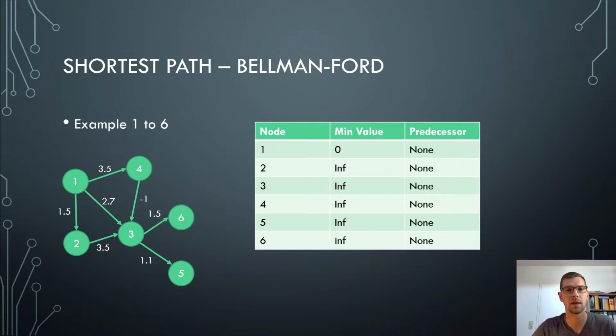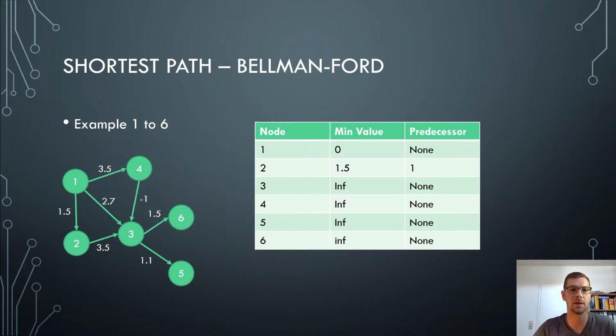Alright, so when we have those initialized, the minimum value with infinity and the predecessor value with none, then we set the value of the first node to 0. Because from the start point to the start point, the value will always be 0, and that is important because on top of this we want to compute all the other values in the end. So in the next step we look at all the edges from node 1.